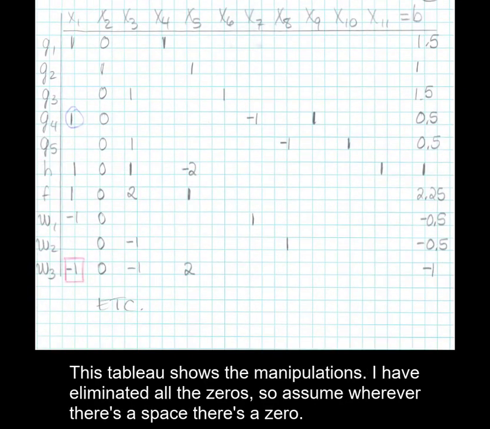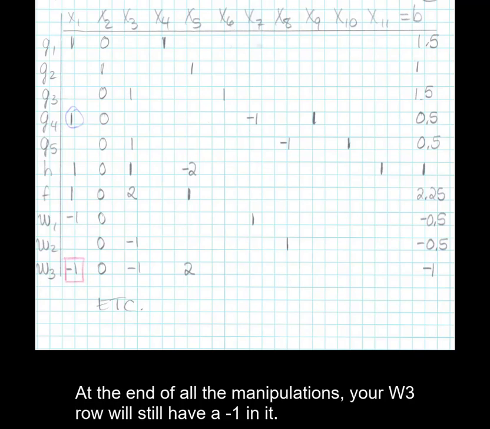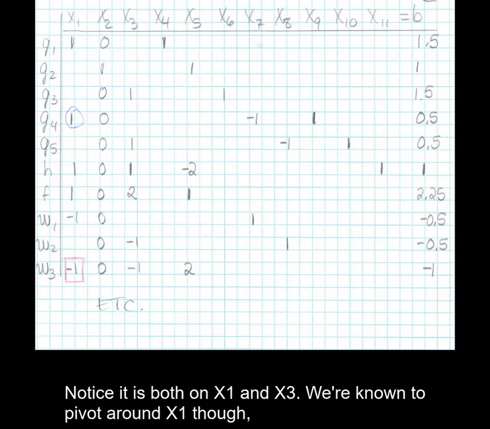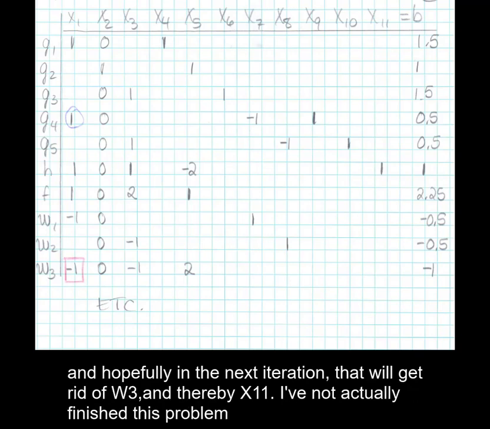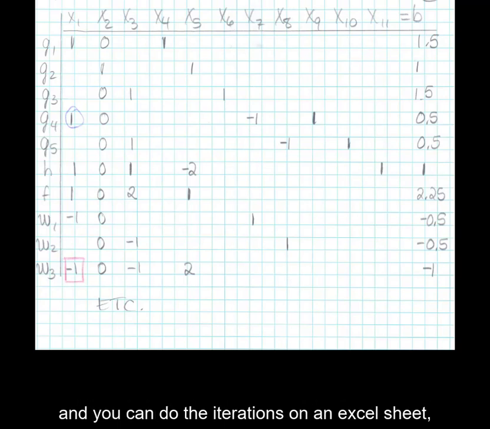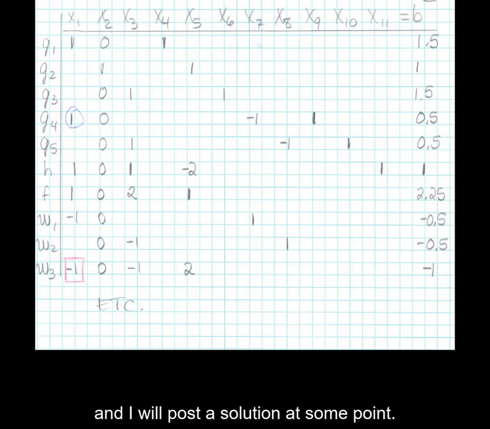This tableau shows the manipulations. I have eliminated all the zeros, so assume wherever there's a space, there's a 0. At the end of all the manipulations, your W3 row will still have a -1 in it. Notice it's both on x1 and x3. We're going to pivot around x1 though, and hopefully in the next iteration that will get rid of W3 and thereby x11. I have not actually finished this problem. You can do the iterations on an Excel sheet, and I will post a solution at some point.